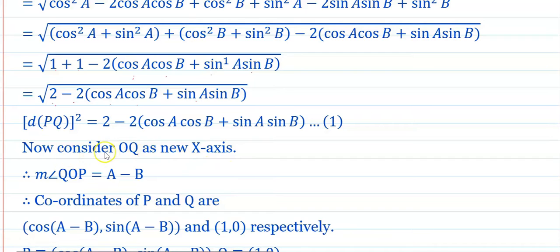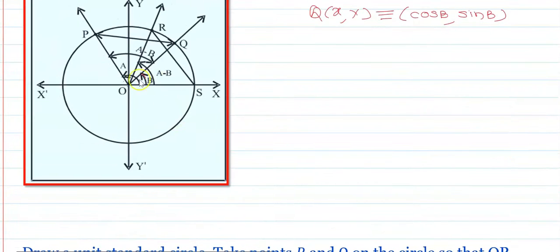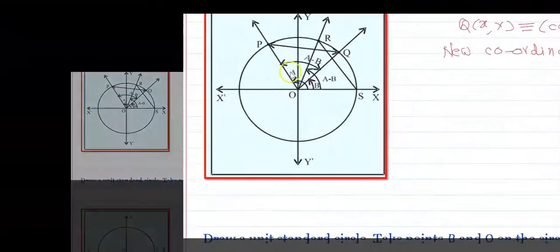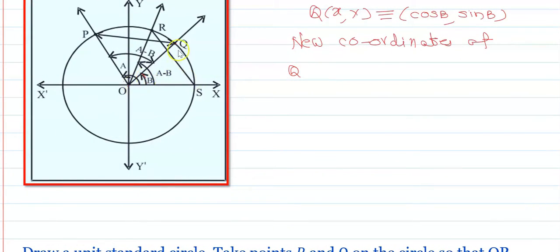Okay. Now consider OQ as a new axis, new x axis. आता इथे आपण काय कन्सिडर करणार? OQ as a new x axis, and OQ is the radius of the circle. Then what are the new coordinates of the point Q? OQ as an x axis. Distance OQ is equal to 1. Therefore the coordinate of the point Q is 1, 0.